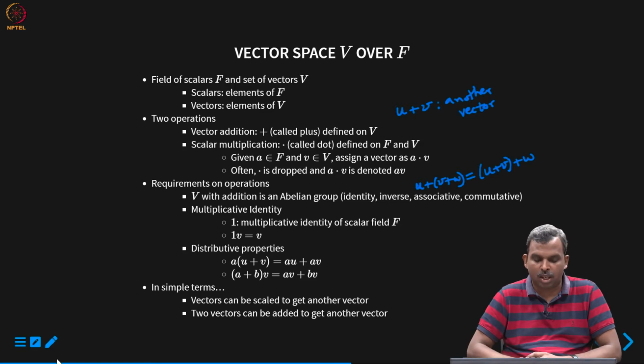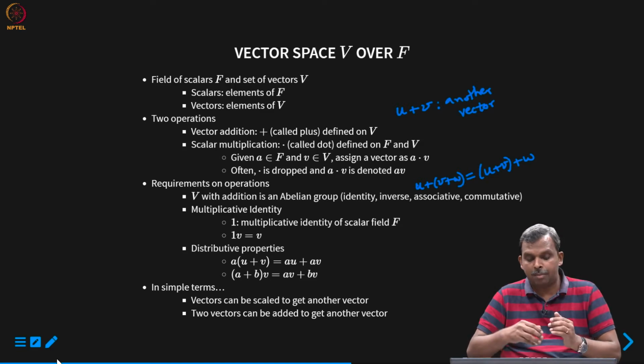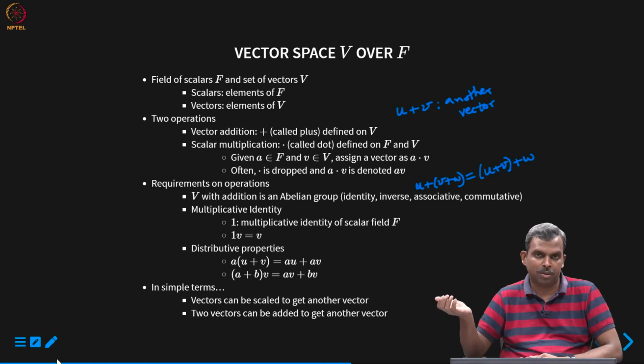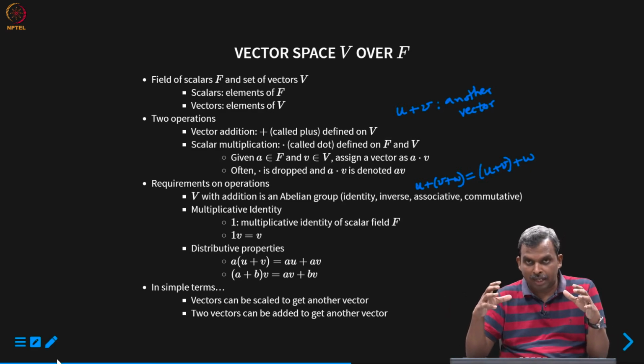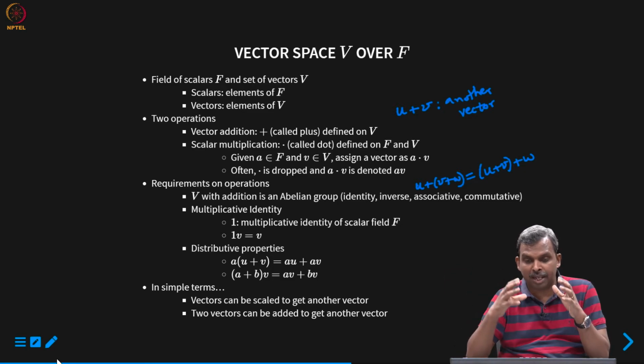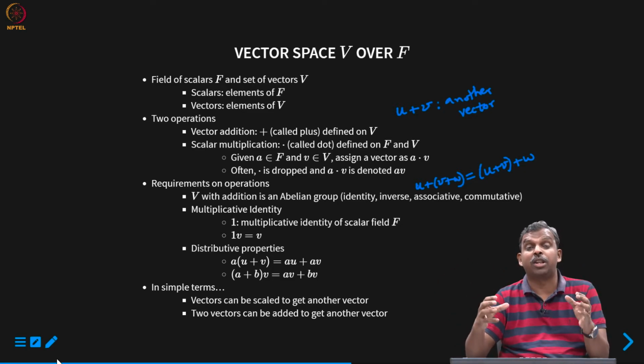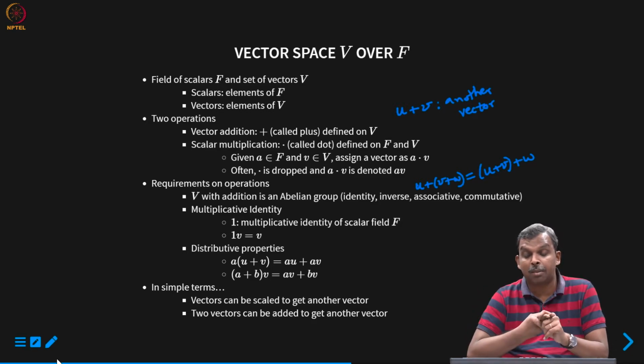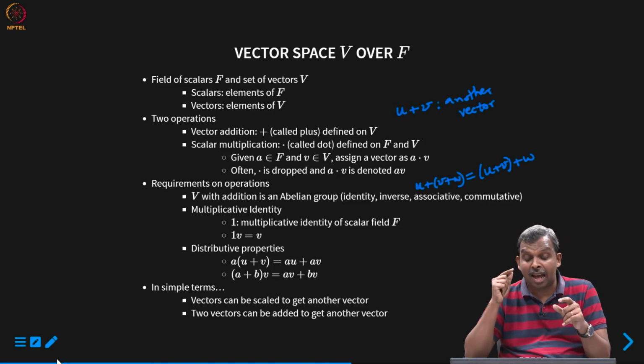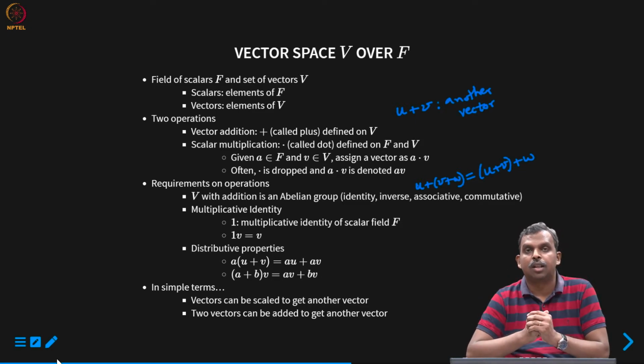It should be the same. Okay. Likewise, you have another distribution property, a plus b times v should be av plus bv. So like I said, you have a set of vectors v and a field f, and you want to make this set of vectors actually a vector space, a proper vector space. You have to define these two operations, the vector addition operation and the scalar multiplication operation, and they have to satisfy all these conditions.